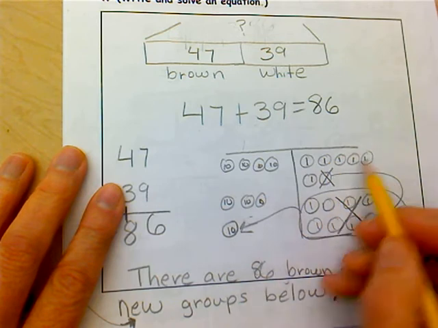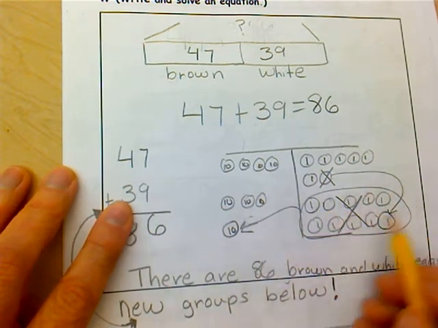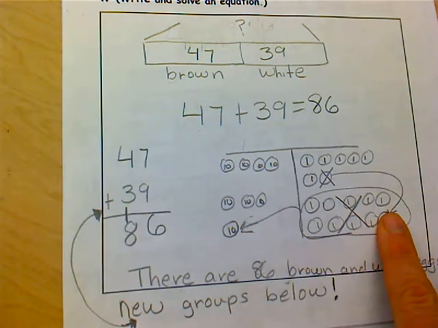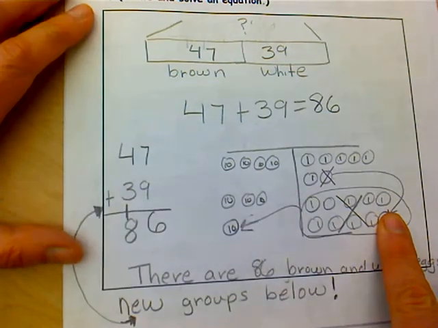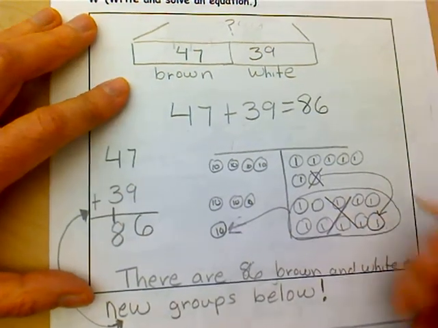1, 2, 3, 4, 5, 6, 7. And then I showed my 9 1s. Of course, that one wasn't there until I moved it. Then what I did is I added my 1s first. So 7 1s and 9 1s gave me 16 1s.